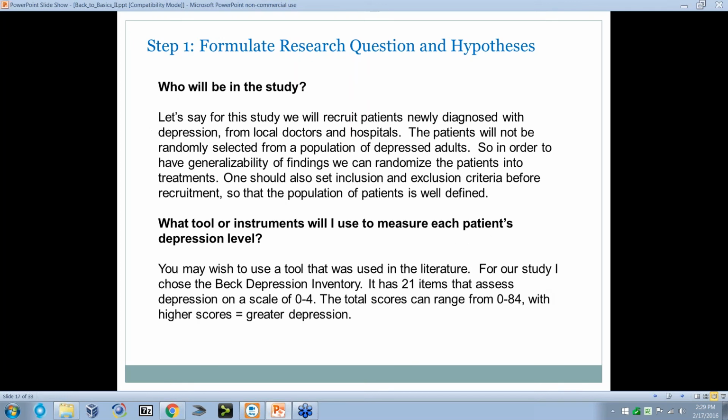Who's going to be in the study? Let's say for this study, we'll recruit patients newly diagnosed with depression, and we'll recruit them from local doctors and hospitals. They're not going to be randomly selected from a population of depressed adults. So in order to have generalizability, we can do something called randomizing, where as they come into the study, we've already figured out some kind of randomization schema, kind of like I showed you last month.